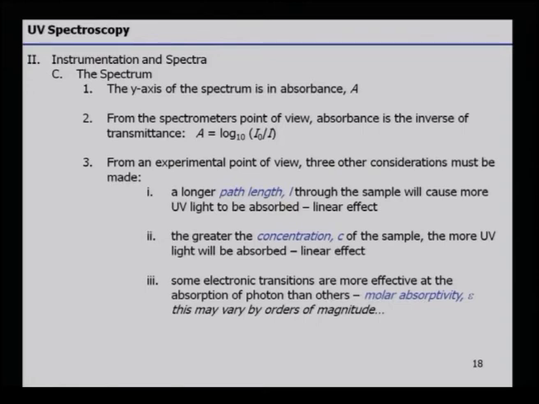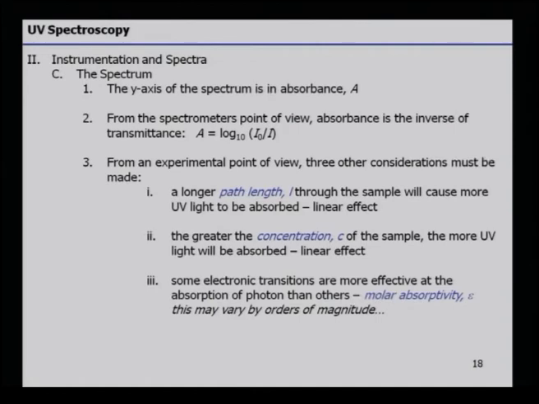A long path length through the sample will cause more UV light to be absorbed and will have a linear effect. The greater the concentration of the sample, the more UV light will be absorbed. Some electronic transitions are more effective at the absorption of photons than others. Molar absorptivity may vary by orders of magnitude.